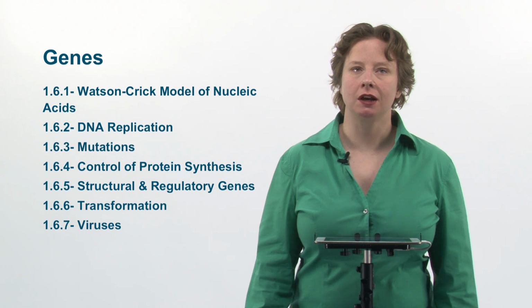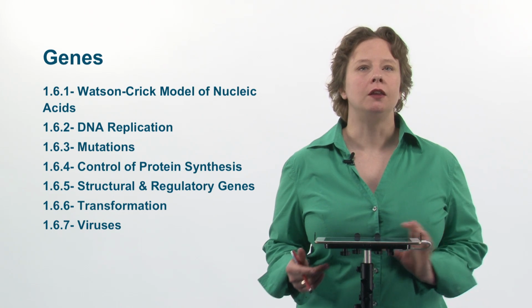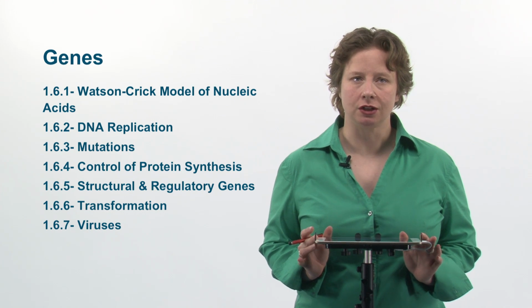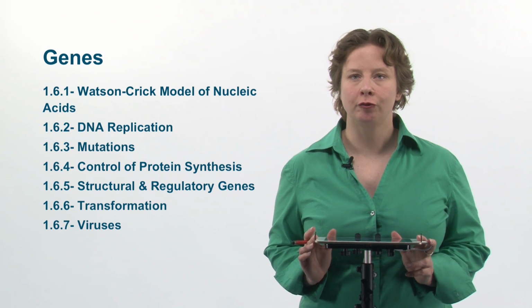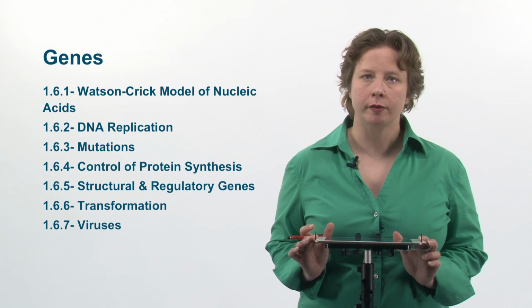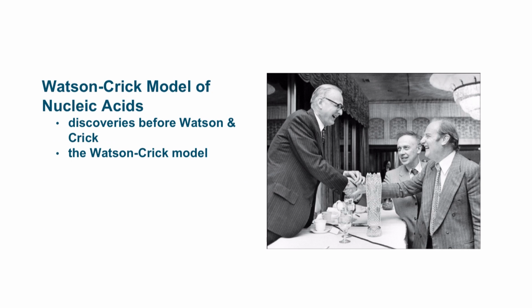In section 6, we're talking about the chemical nature of the gene. And so we'll start out with the Watson-Crick model of nucleic acids. We'll talk about DNA replication, mutations, control of protein synthesis, structural and regulatory genes, transformation, and viruses. So let's look at a little more detail about each of these units.